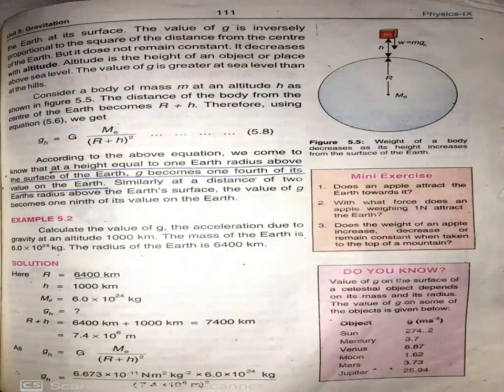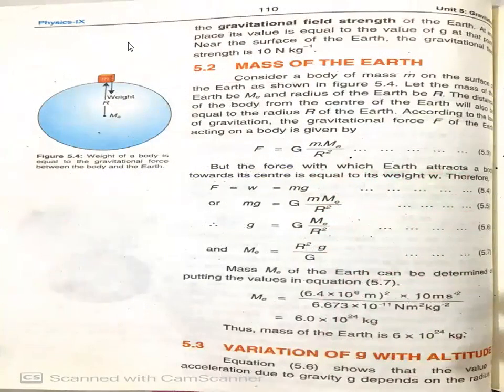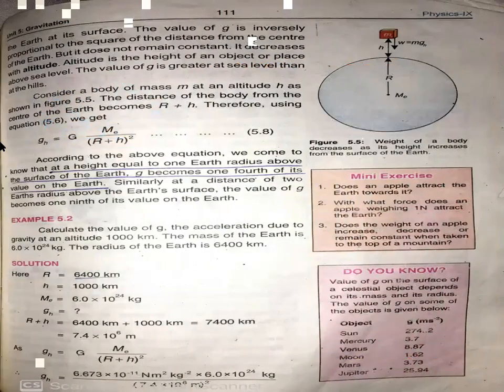Look, in the last scenario, on page 110, the body is lying at the surface of the earth. But if you consider the other figure, figure 5.5, the body is not lying at the surface of the earth, but at a small height h. It is not at the surface of the earth now, so the formula will change. The acceleration due to gravity also depends on this.